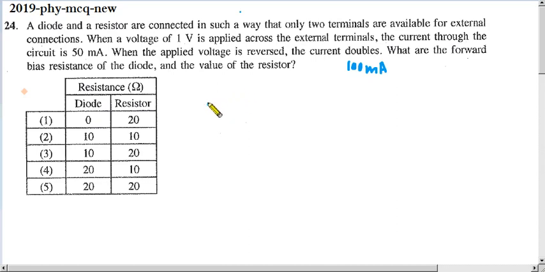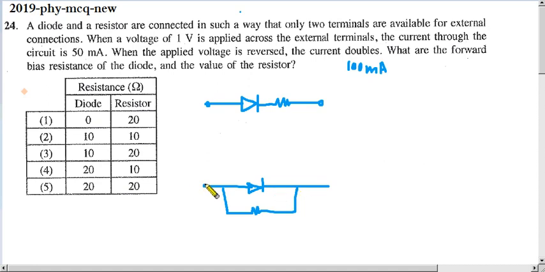So children, there are only two ways to connect a diode and a resistor. One is in series, the other is in parallel, like this. So first of all, we have to select from these two methods what is the correct one. Let's check what can be and what cannot be.